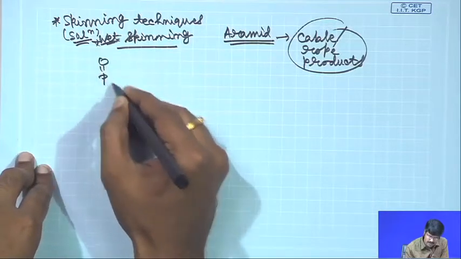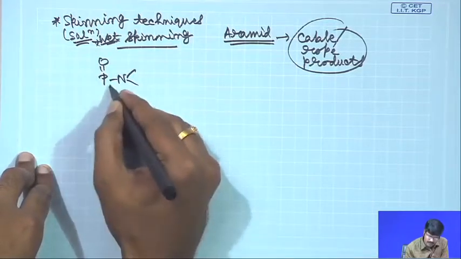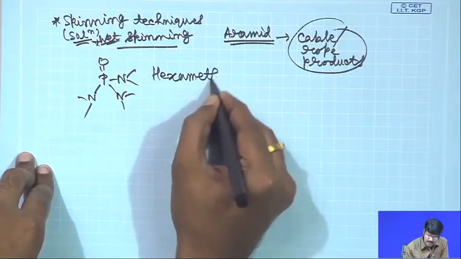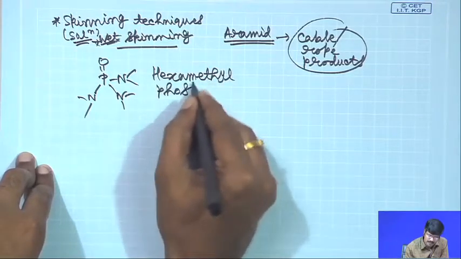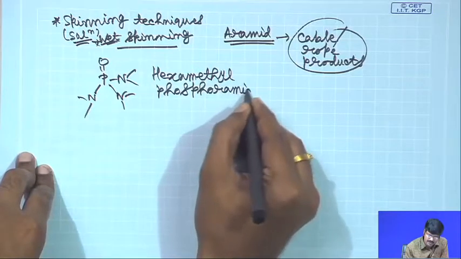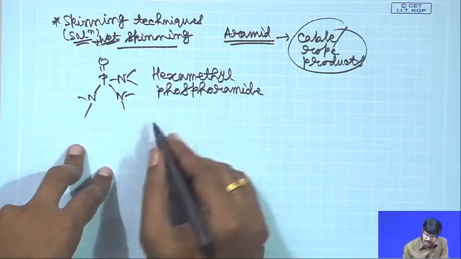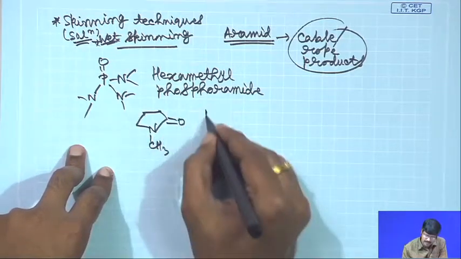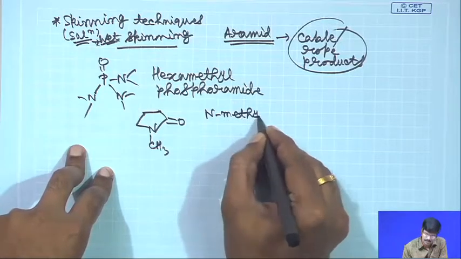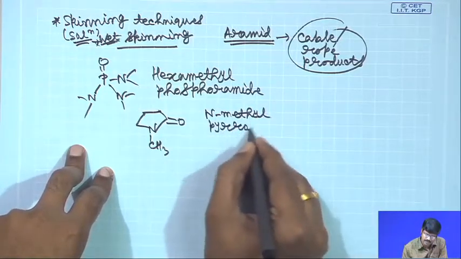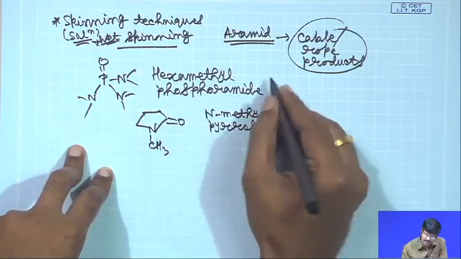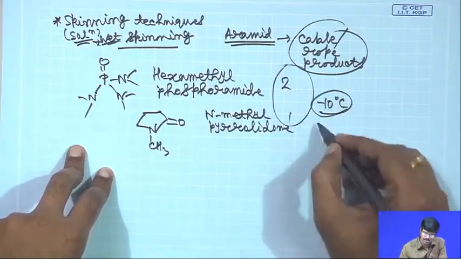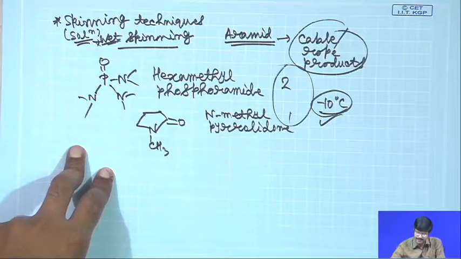So, this is hexamethyl phosphoramide that you are using, and along with that you are using N-methyl pyrrolidone, which is this molecule, and you are taking them in a 2:1 ratio. So this is 2, this is 1, and the temperature is minus 10 degrees Celsius. So you do this particular reaction at quite a low temperature.